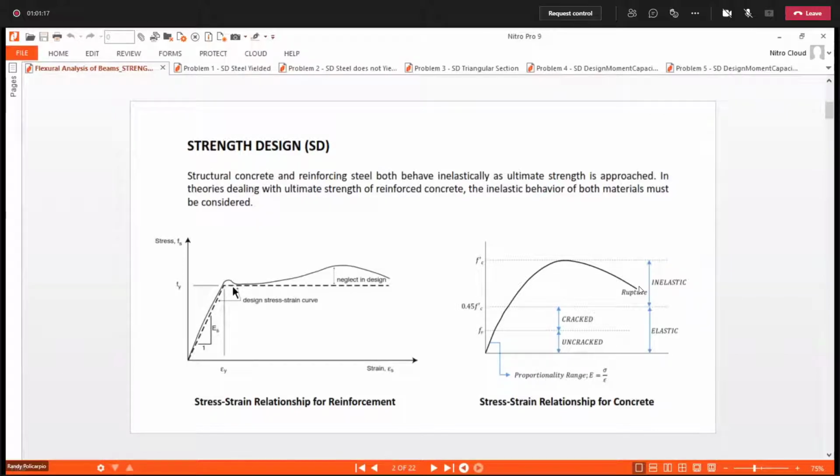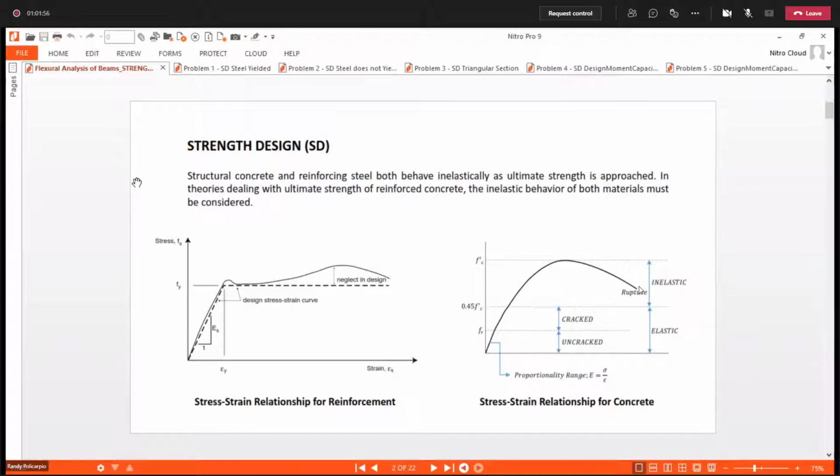So ibig sabihin, throughout, at any given strain, our Fy, our stress is always equal to the yield. Kaya ito yon, no? So equal to the yield strength. Okay, so we never make use of the ultimate, no? Pero ano yung pangalan ng method natin? Ultimate strength design. Kaya inalis na yung ultimate, no?